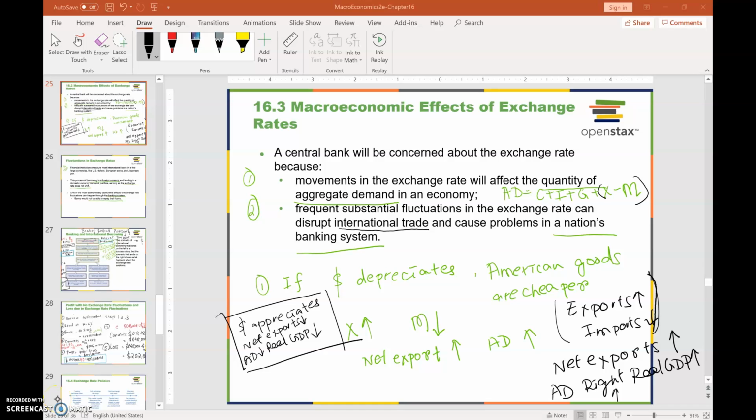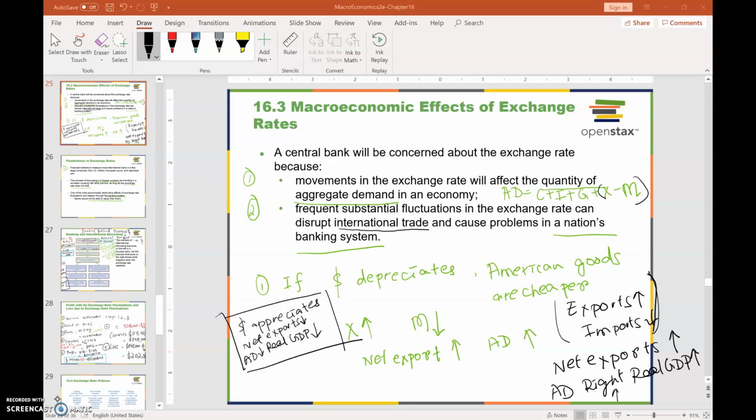In this section, we will look at the macroeconomic effects of exchange rate. The central bank of an economy is concerned with exchange rate because of aggregate demand fluctuations and because of the problems it can cause in a nation's banking system. Number one, we look at aggregate demand fluctuations and exchange rate.